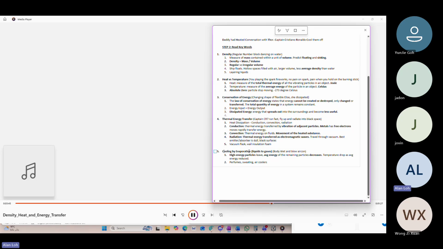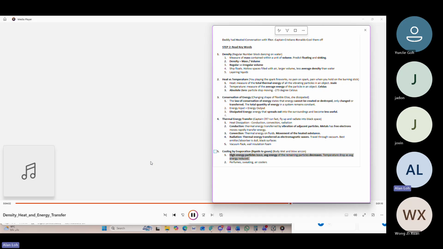Okay, finally, let's bring all this particle energy back home. The cooling effect of evaporation. When you sweat, what is actually happening? So evaporation is when a liquid turns into a gas. But here's the key. In any liquid, not all particles have the same energy. Some are moving fast, some are slow. A whole range of energies.